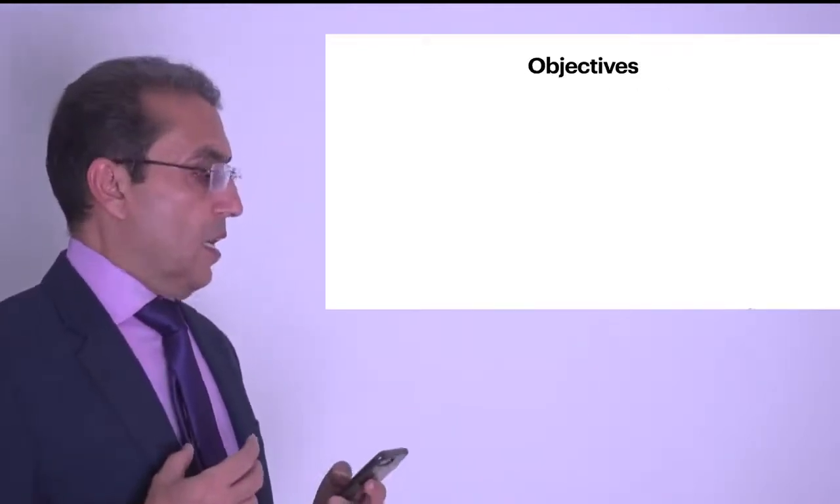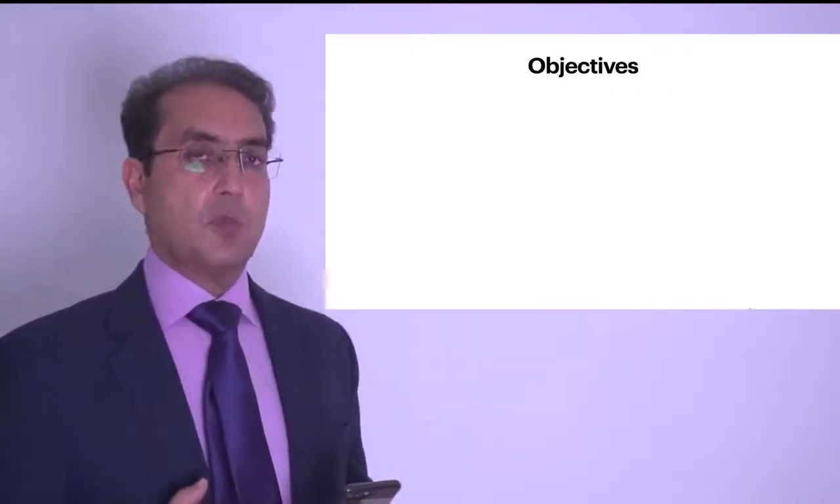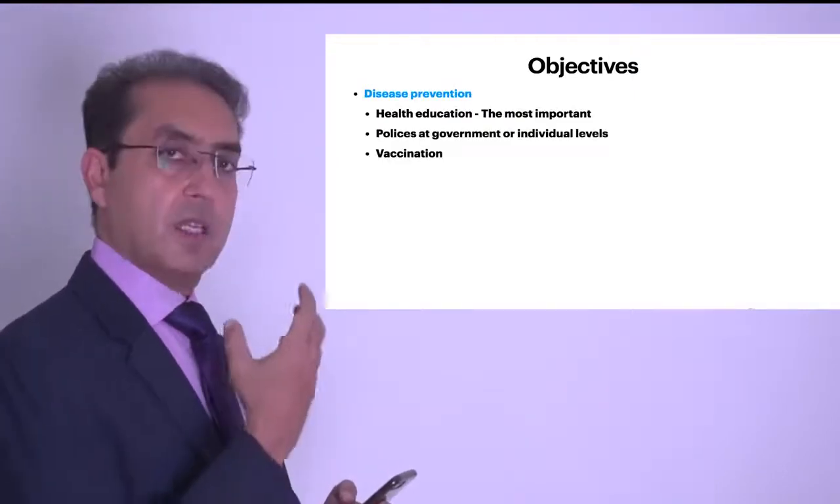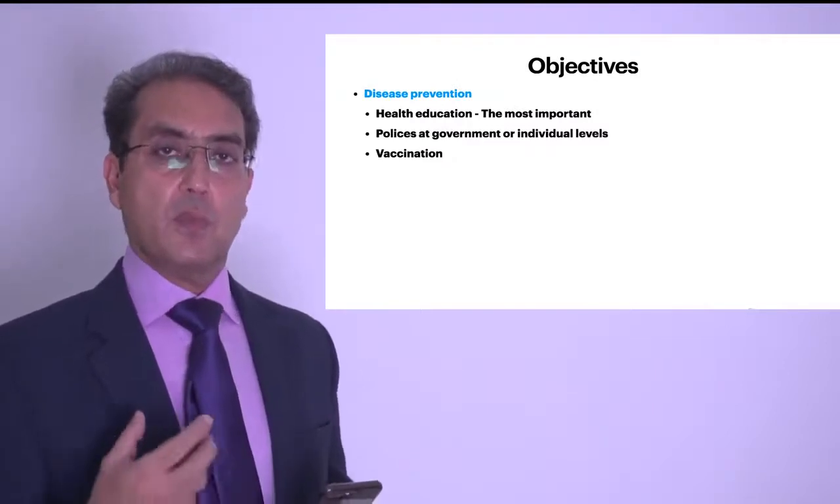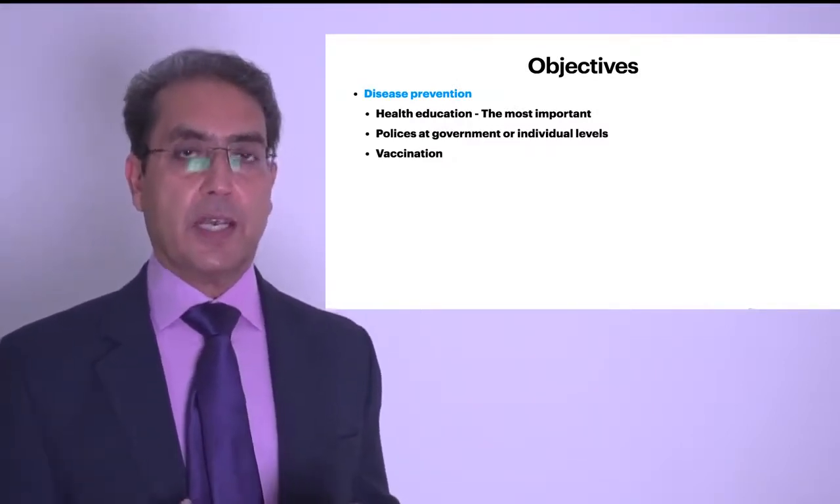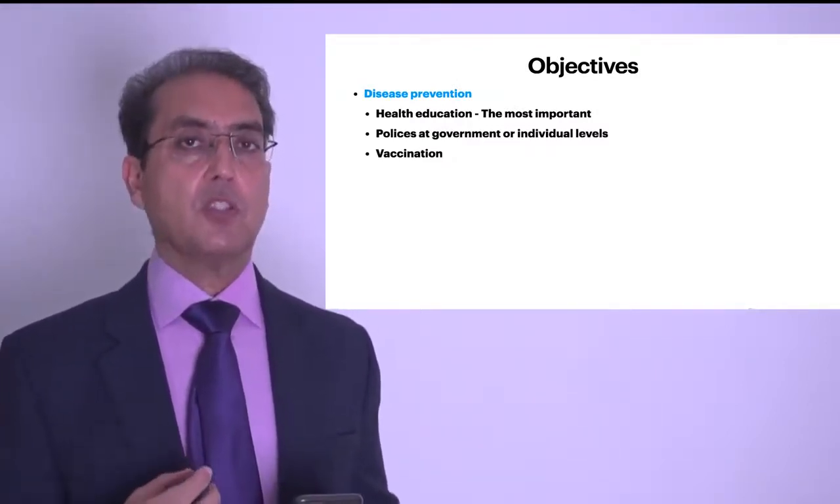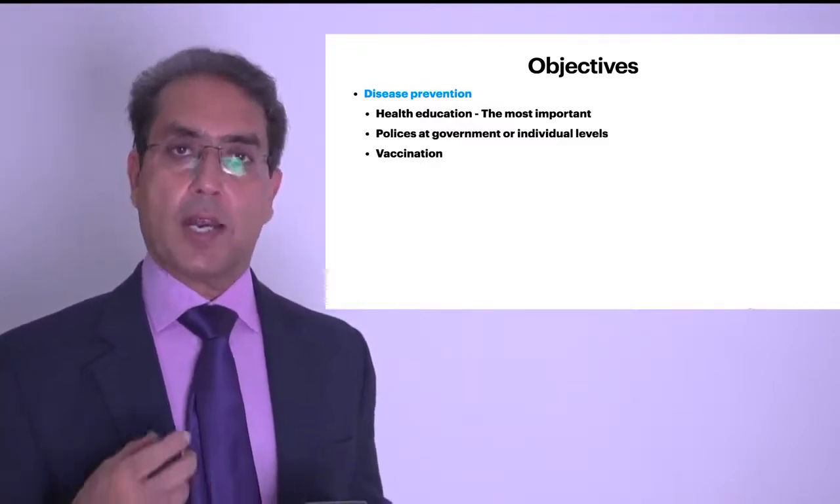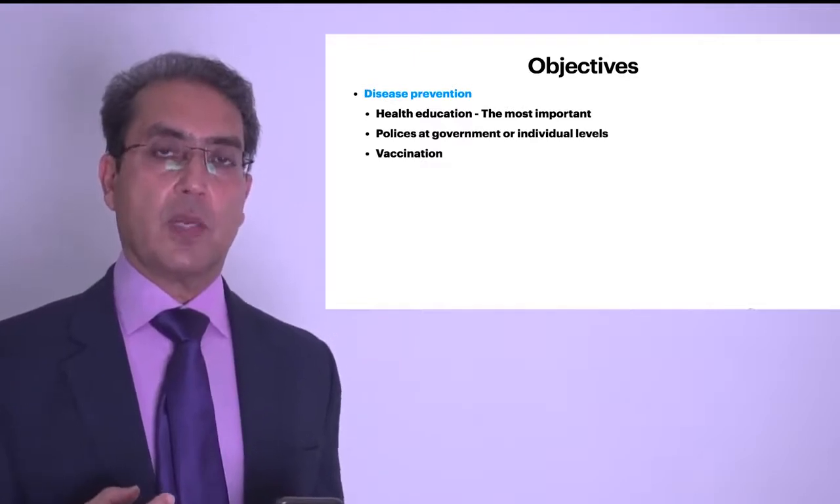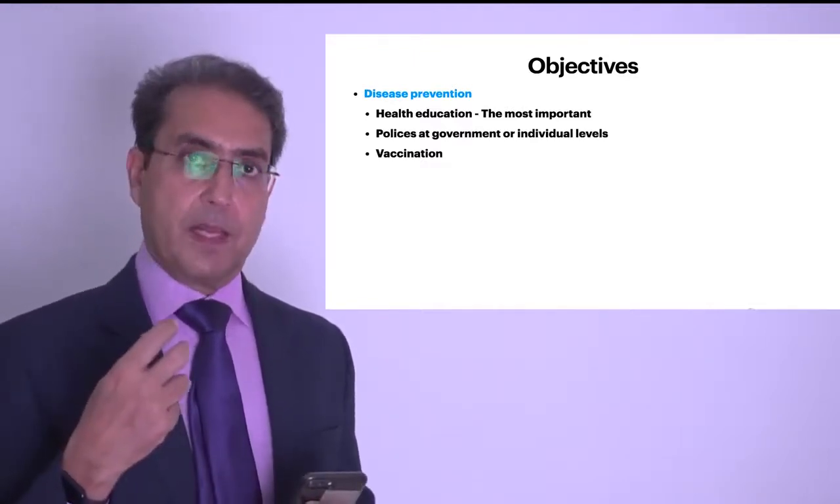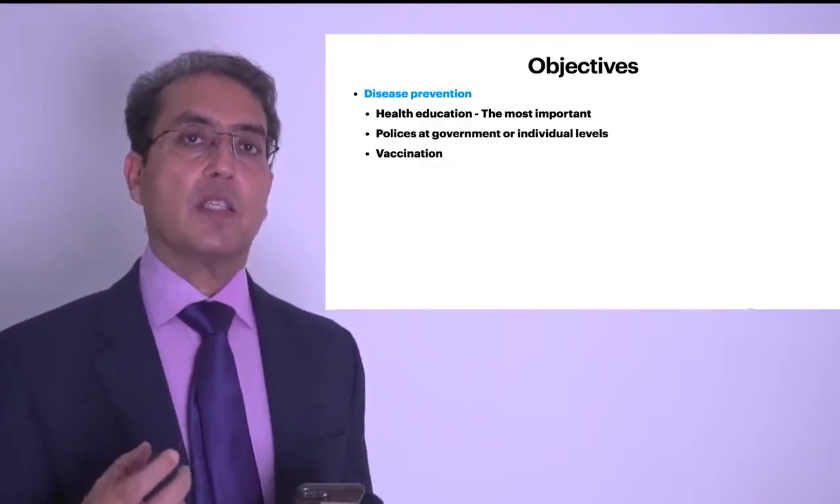And then what are the objectives? The first objective is that these healthcare services provide you disease prevention. The most important tool for disease prevention is the education of the patients. This is generally done at the government level or at the community levels. The patients are educated about different type of steps which they can take to prevent the disease from occurring.